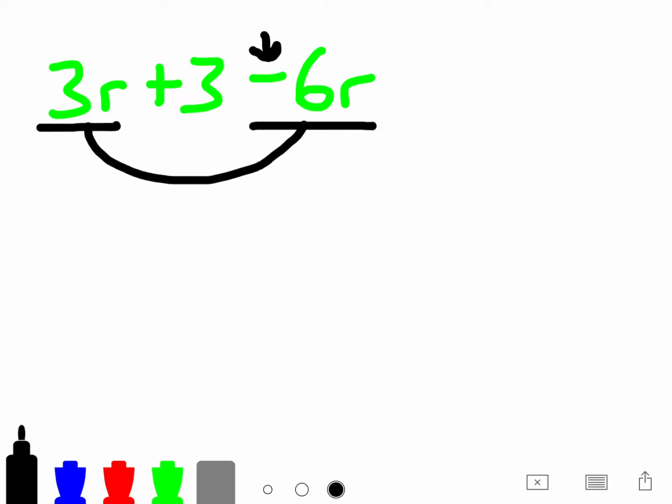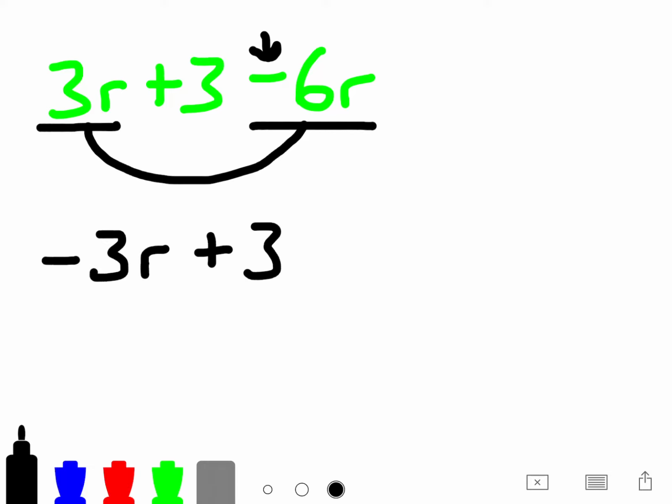So let's go ahead and combine them. I will almost always, in fact, I always underline the things that I'm combining so that I can keep track of what I've combined and what I still need to combine. So 3r minus 6r, or 3r plus a negative 6r. They're the same, right? Adding a negative is the same as subtracting. So 3r minus 6r, if I started at a plus 3 and I go down 6, I'm going to end up at negative 3. So negative 3r, we have to keep the letter, plus 3.